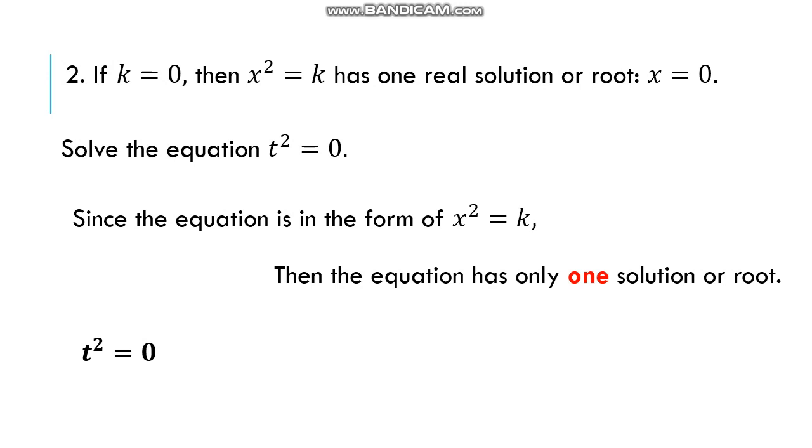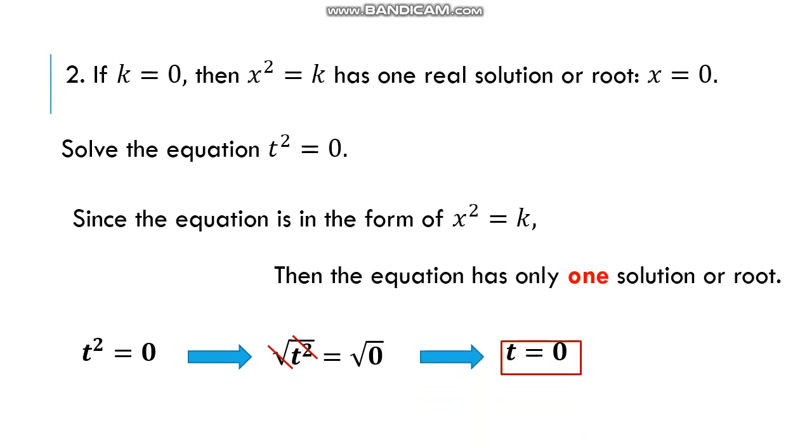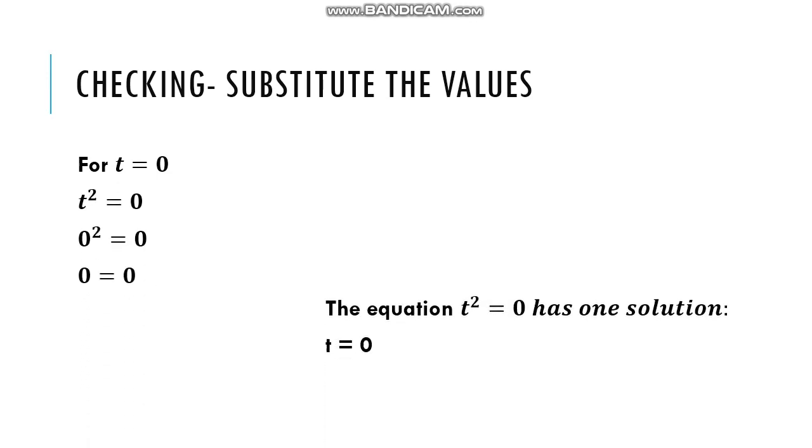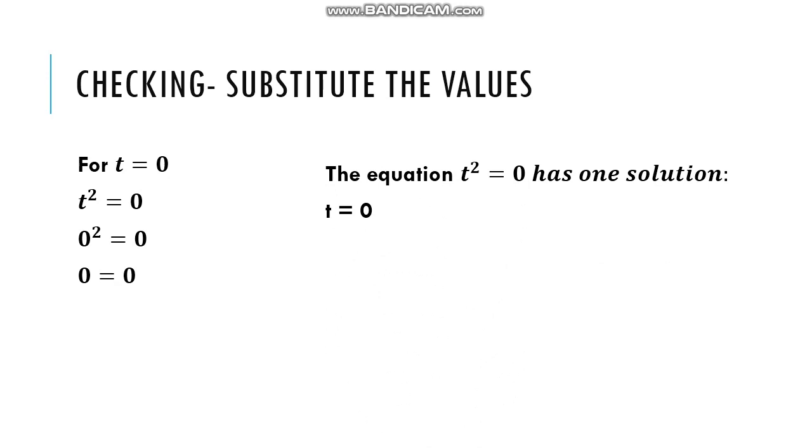t squared is equal to 0. Square root of t squared is equal to square root of 0. Cancel the 2 and the radical symbol. What is left is t, and square root of 0 is 0. So t is equal to 0. Let's check by substituting the values. Observe, for t is equal to 0, we get 0 is equal to 0. The equation t squared equals 0 has one solution, t equals 0.